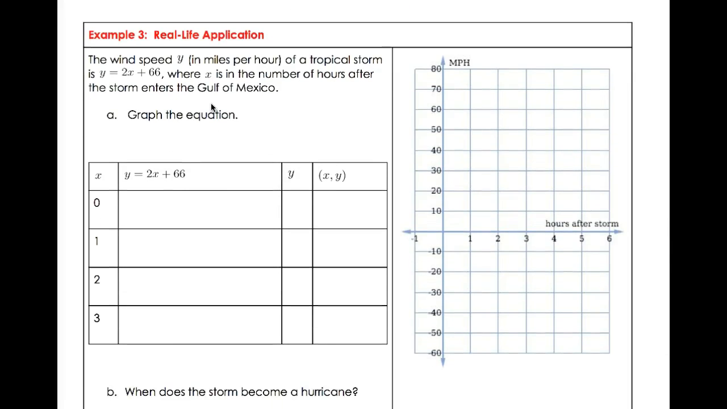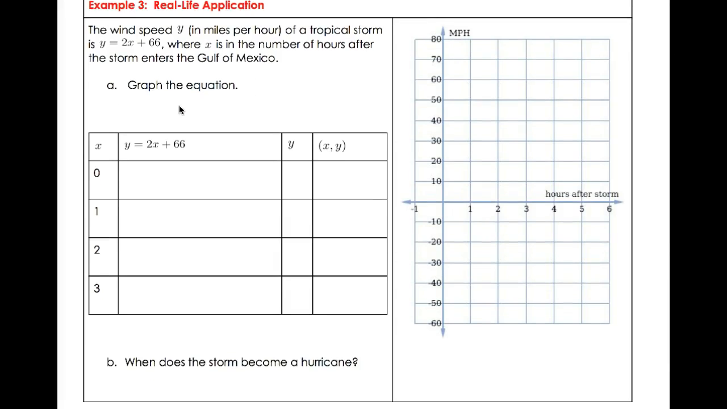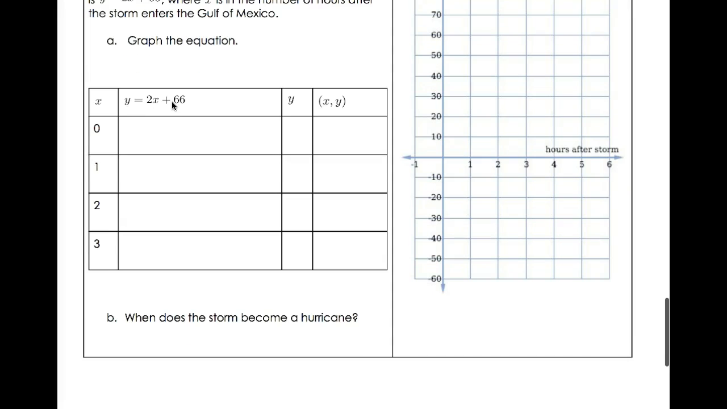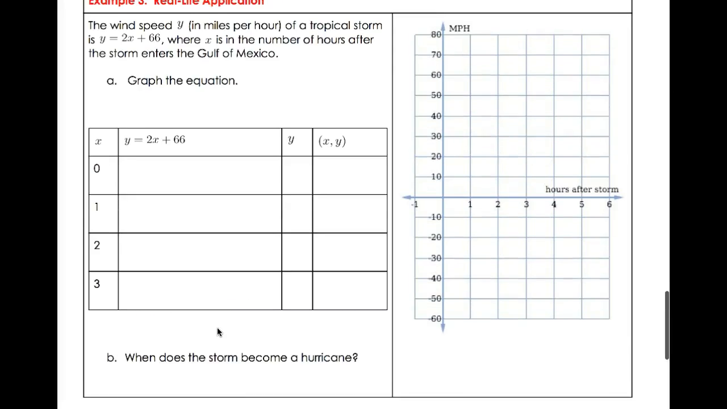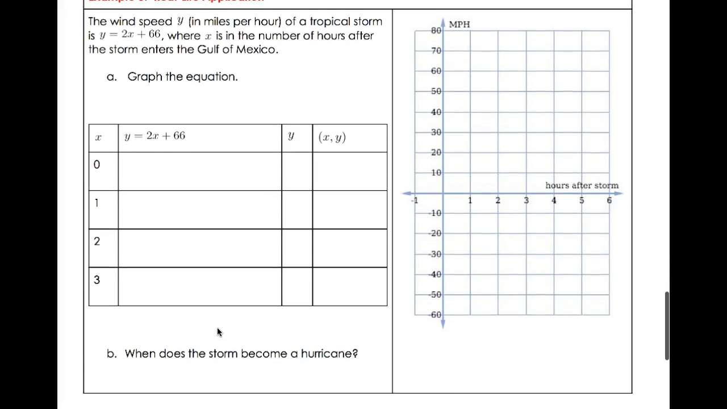Our final example: the wind speed in miles per hour of a tropical storm is y equals 2 times x plus 66, where x is the number of hours after the storm enters the Gulf of Mexico. We need to graph the equation, and find when the storm becomes a hurricane. I think that's when it's over 100 miles an hour. I don't know. We'll check on that.